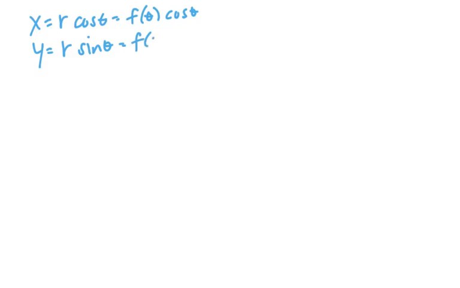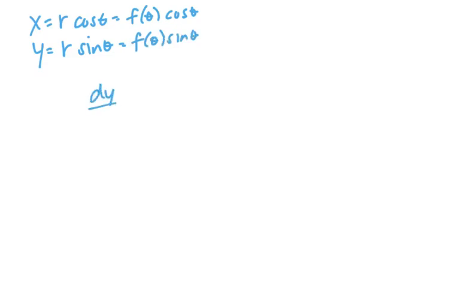So what we have left now is the slope of the tangent line. And in order to do that, we need to talk about the derivative, because that's where the slope comes from. So we know x equals r cosine theta, and our r is our f of theta, cosine theta. So we could be using either of those. And y equals r sine theta, which could also be called f of theta sine theta.